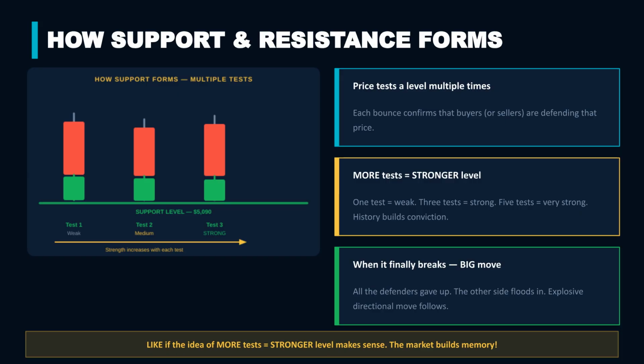The strength of a level comes from how many times it's been tested. 1 test, weak. 3 tests, strong. 5 tests, very strong. And here's the thing that changes everything. When a strong level finally breaks, it means the market shifted. The buyers or sellers who were defending that level gave up. And when one side gives up, the other side runs.